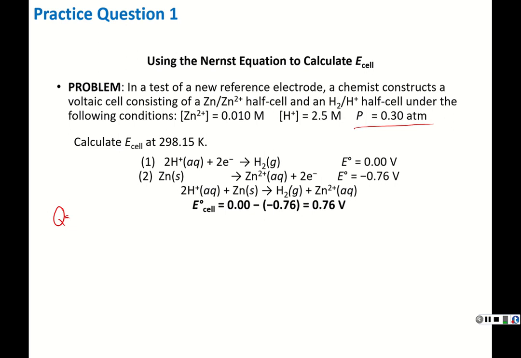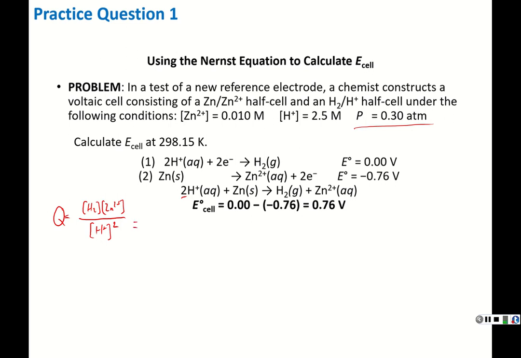And Q, remember, is going to be products over reactants. So our products in this case would be H2 gas and zinc 2 plus. And reactants, we have zinc solid metal, but that doesn't factor in to an expression for Q or K because the solid isn't changing in concentration, right? It's a solid, so we're only dependent on H plus. But there's a 2 out here in that balanced equation, so we have to make that concentration squared.